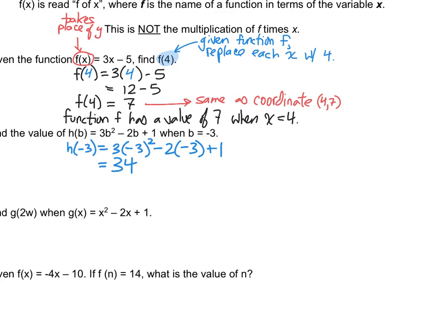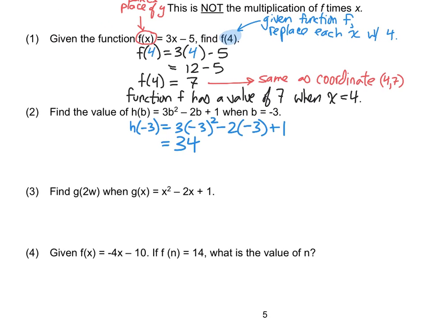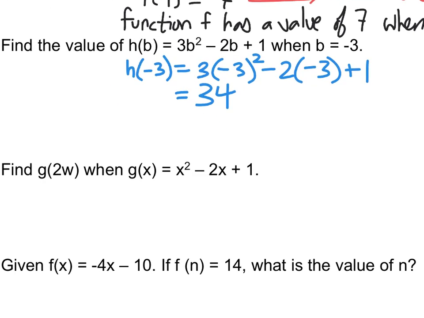Now the one after that says find g of 2w, right? So that's a little bit different, but it's really the same concept because you're replacing the x with a 2w. Right, so, and then after this, I'll show you some calculator techniques that can kind of streamline this pretty significantly.